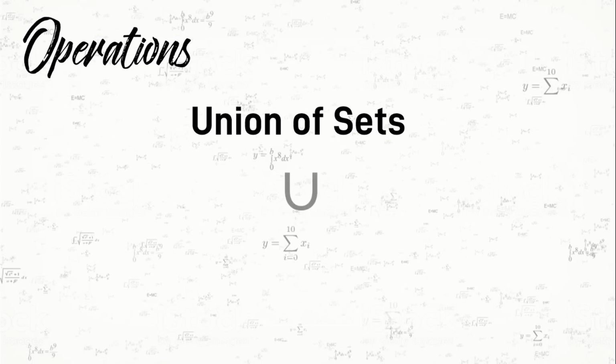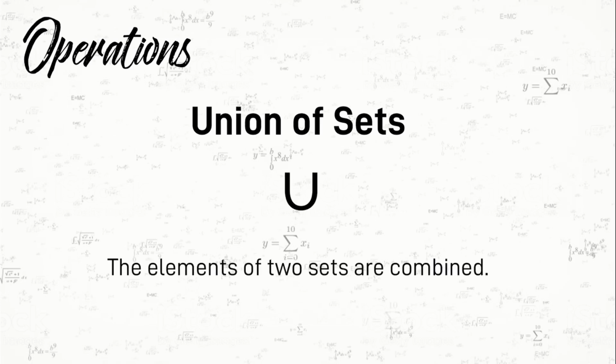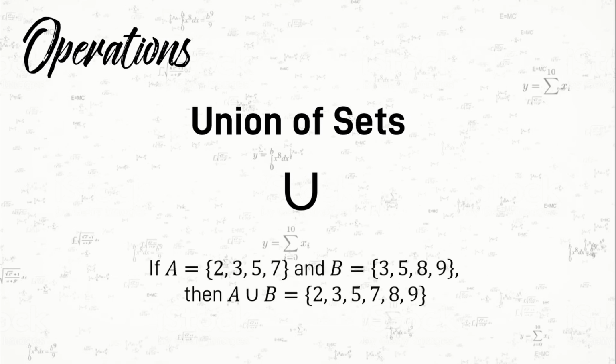Let's move on to operations on sets. First on our list is the union. It is denoted by this symbol, and the elements of two sets are combined. Say for example, we have set A with elements 2, 3, 5, and 7, and set B with elements 3, 5, 8, and 9. Then, the union of two sets has elements 2, 3, 5, 7, 8, and 9. Take note that the elements must be distinct.